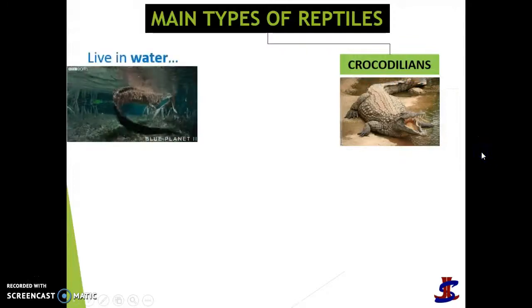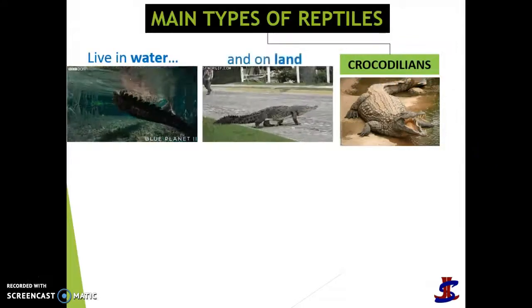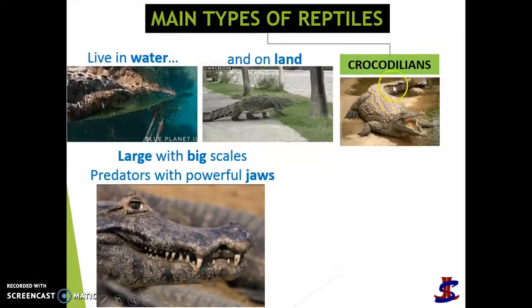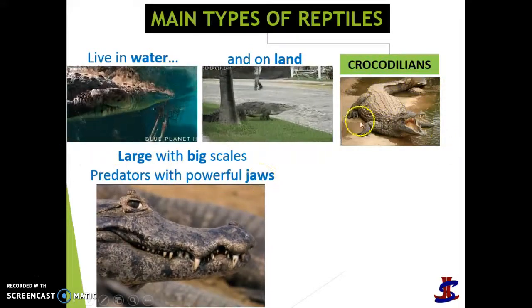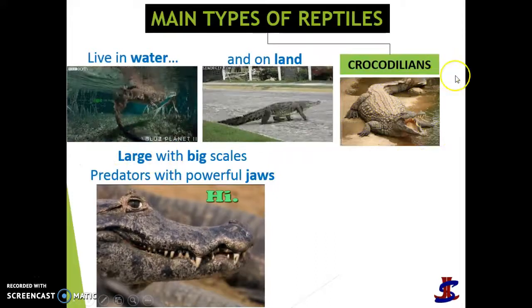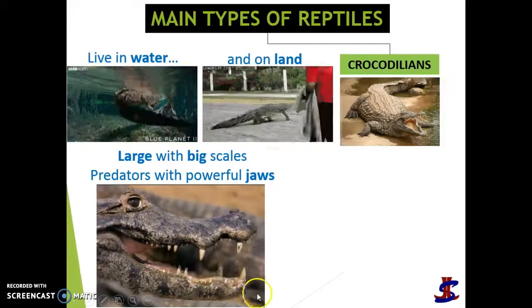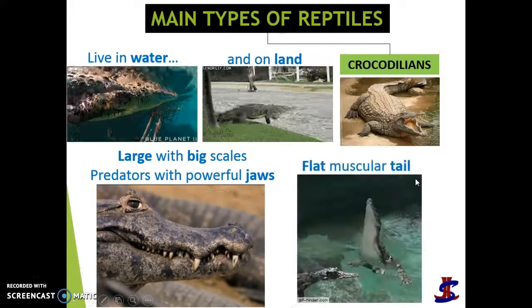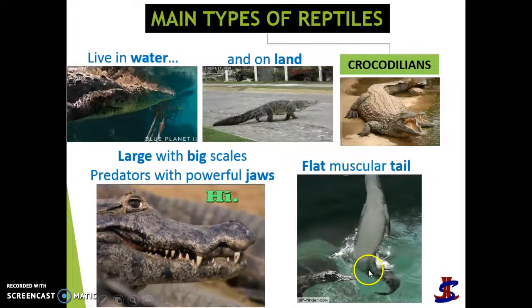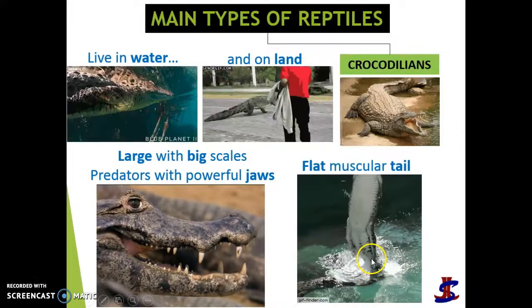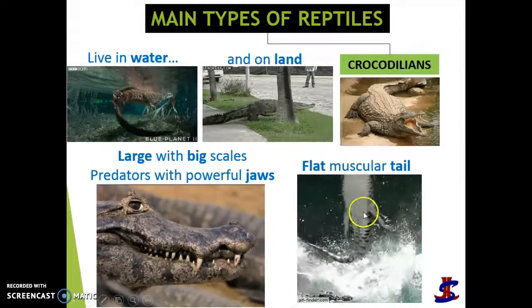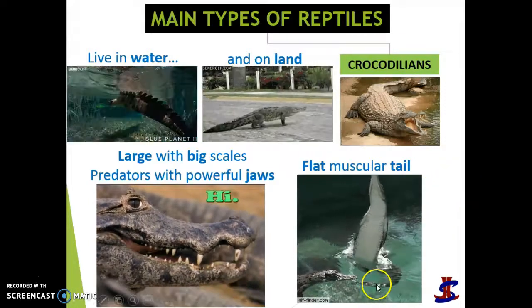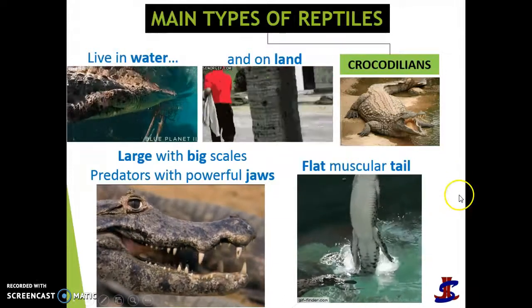Crocodilians. They can live in water. They can walk on land also. They can be very large, several meters long. They have big scales in the skin, and they are powerful predators with powerful jaws and strong teeth. Okay, they are saying hi to you. What more? They have a flat muscular tail, which not only helps them swim, but also helps them jump out of the water if they want to catch prey outside. For instance, a bird in a tree or something like that, they can jump out of the water and chase the prey.